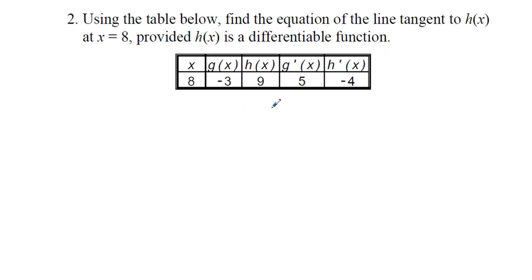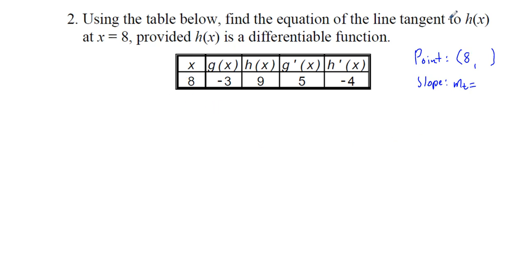Next, problem 2. Using the table below, find the equation of the line tangent to h of x at x equals 8, provided h of x is a differentiable function. In a table problem, we need to be told that we have a differentiable function. Again, same thing we've done before: a point, with an x-coordinate and a y-coordinate, and then a slope, m sub t, equals question mark. We want the equation of the line tangent to h of x where x equals 8, so 8 goes right in here.